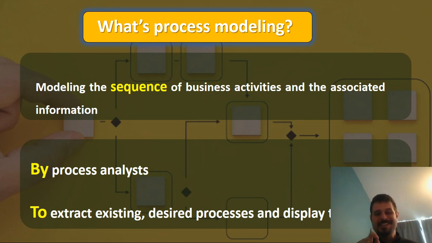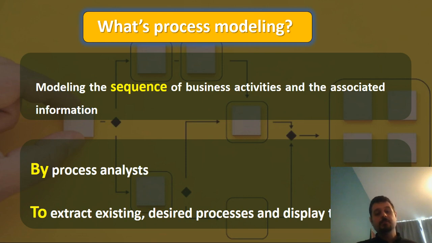To extract existing and desired processes and display them. Now consider the first step here. We should design the as-is process, exactly the existing one. When we are interviewing and designing the process, we want to improve something, remove some extra activity or limit something, but you should know that the first step is designing the existing, which means the as-is process.